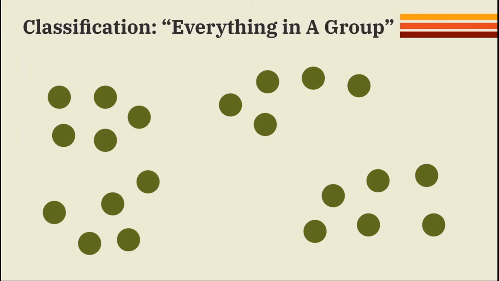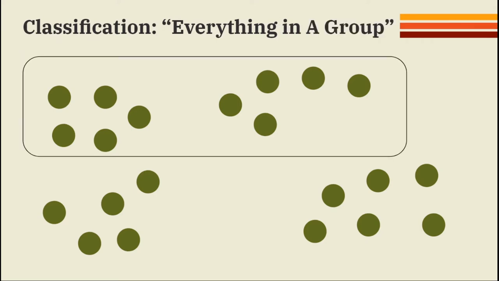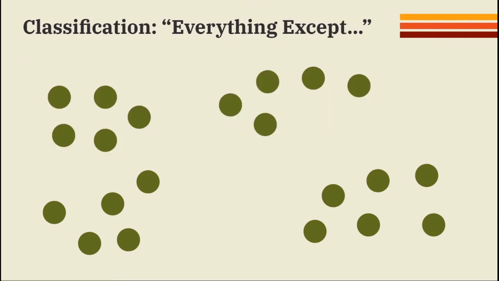Now, let's talk about everything in a group. So if we want to draw a box around these and apply a cross-cutting concern just to these, we'll look at some techniques to be able to do that as well. And then also, we want to look at how well we can handle everything except a little handful here and there. We'll also look at some techniques for that. So these three classifications: everything, everything in a group, and everything except.